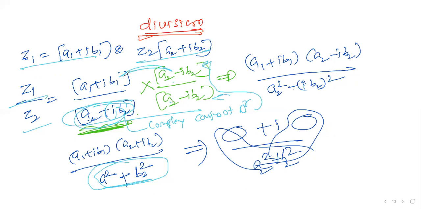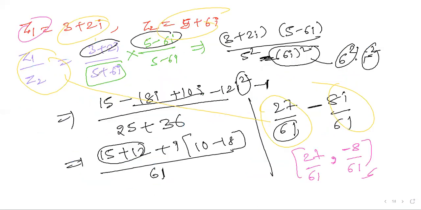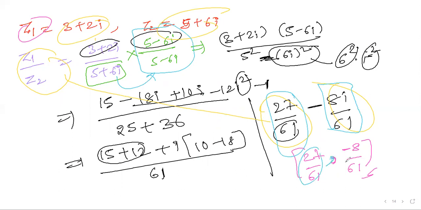Then the numerator you multiply, the denominator you multiply. You get the numerator separately and the denominator separately, and then you get the answer. For that I took an example. I multiplied with the complex conjugate of the denominator. After that I simplified. Then I took the real number separately and the imaginary number separately. This is the real number, and this is the imaginary number. Okay, this is how we completed the division case.